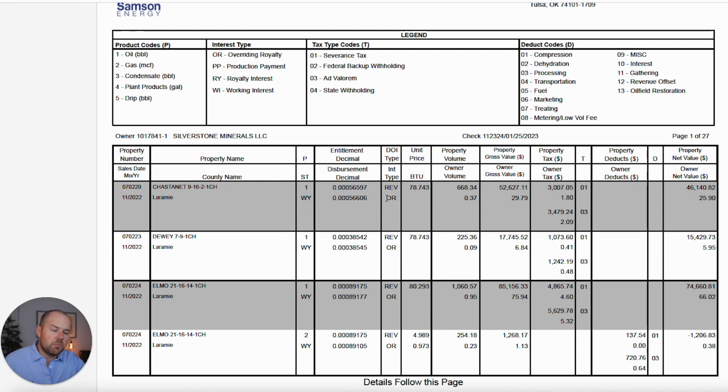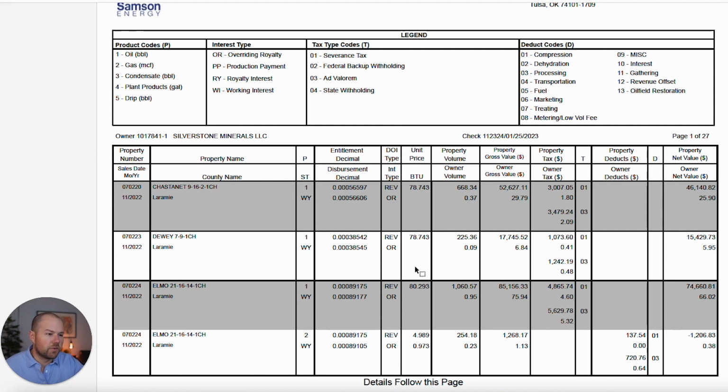Now, interest type refers to, and if you refer to the legend up here, you can see the different types of interest in an oil and gas well, right? So overriding royalty interest, which is what I own here, production payments, royalty interests, which is what are going to be most common for the folks watching this video because you're going to be a mineral owner, and also working interest owners. Working interest owners are the parties that pay to drill the oil and gas well. Okay, if we jump over from interest type, we get over to unit price.